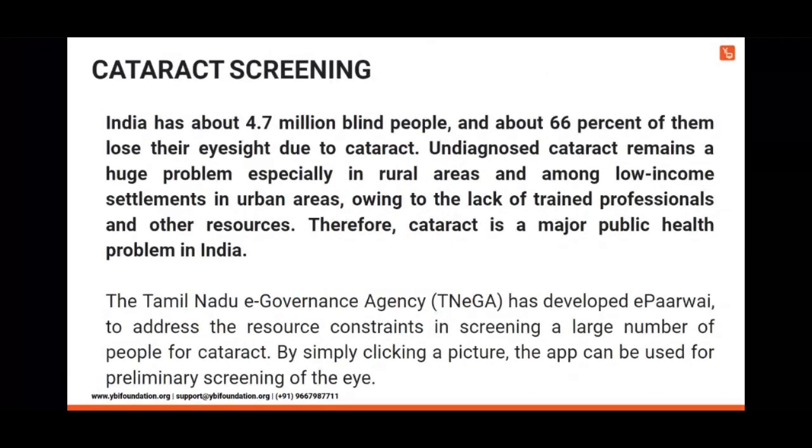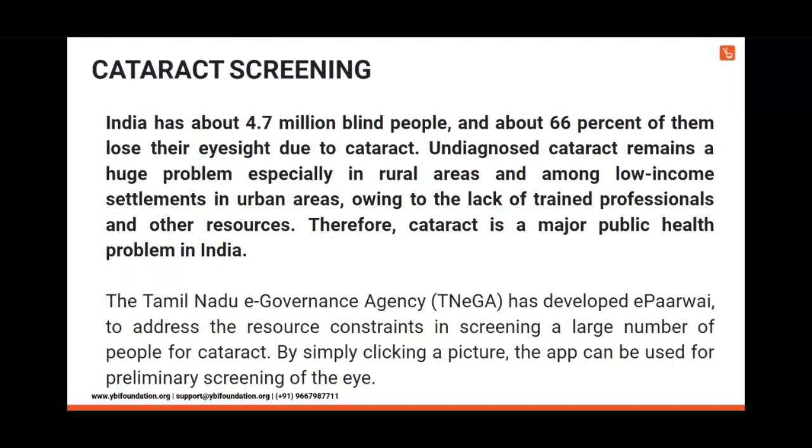Now I will share with you some local, not global, use cases which will help you to broaden your perspective on the use cases of predictive analytics. For example, in India there are around 4.7 million blind people, and 66% of them lose their eyesight due to cataract. So cataract is a major cause of people losing their sight.